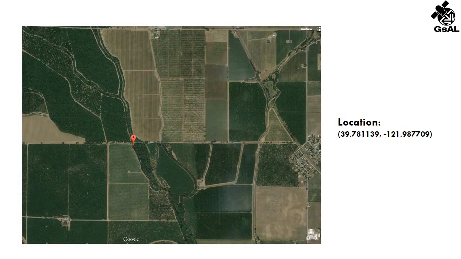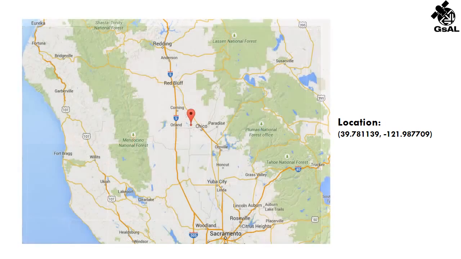Here you can see a Google Earth image of the area of the previous images. It's clearly cropland, and as we zoom out, you can see it is slightly east of Chico and west of Orland. The latitude and longitude is approximately 39 by negative 121.